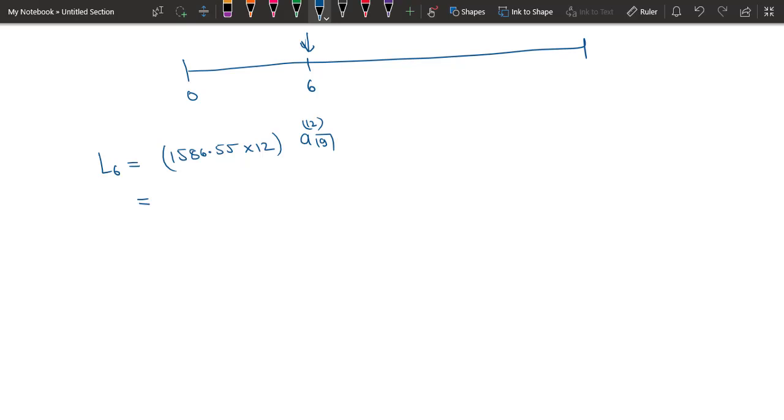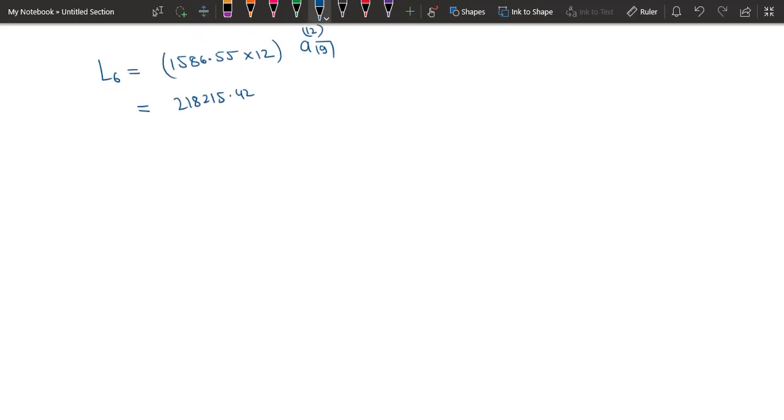So this amount will be equal to 218,215.42. So the loan outstanding after time 6 is 2,18,215.42. Now we are given that the student now doubles the installment. From now on, the student will pay 3173.1 at the end of every month.